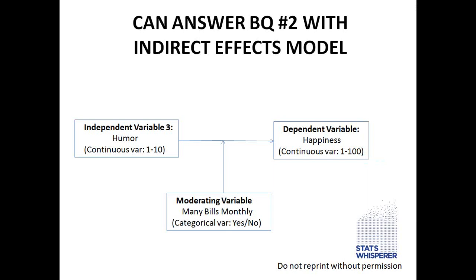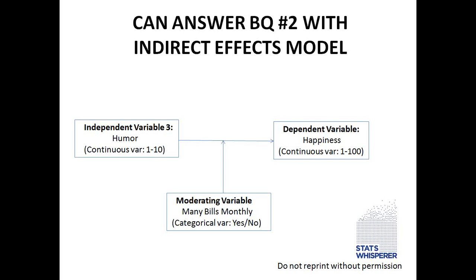So this is the classic model of an interaction effect, right? What we're saying is that independent variable 3 has a line going over to the dependent variable, happiness. So we're saying there's a relationship between humor and happiness. And then coming up from the bottom, like in the old JAWS poster, is the moderating variable, many bills monthly. So when we say there's a third variable that moderates the relationship between the independent and dependent variable, this is what that refers to.